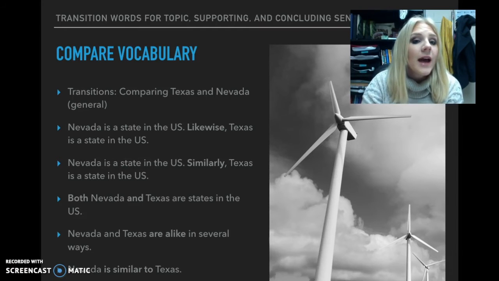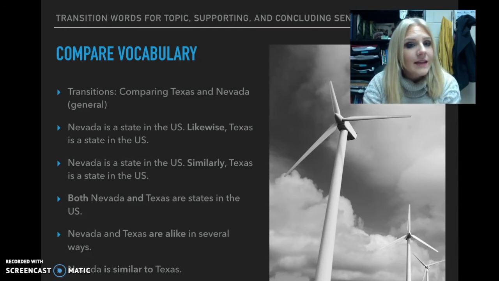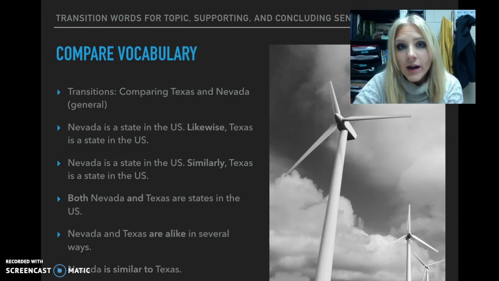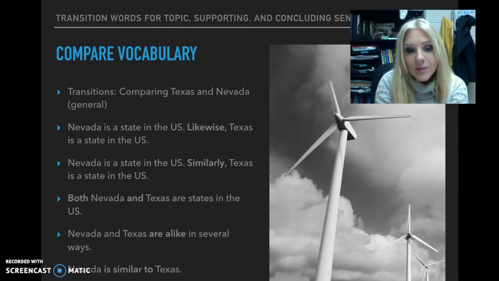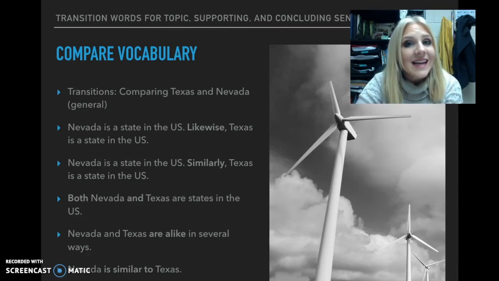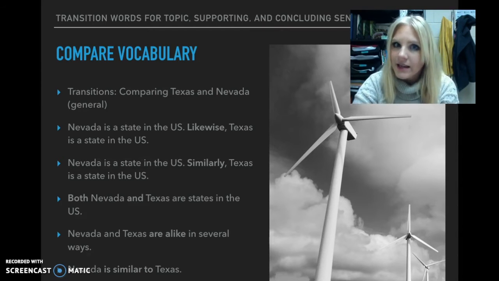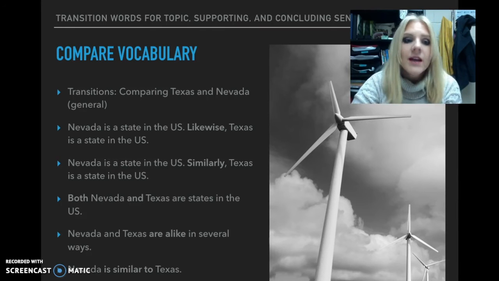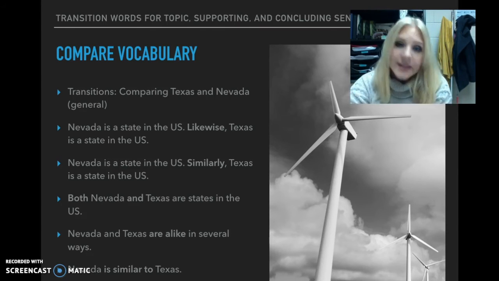Now we also have the phrase both and. So both Nevada and Texas are states in the U.S. We also have the phrase are alike. So we've got the be verb and alike, not just alike. So Nevada and Texas are alike in several ways, not Nevada and Texas alike in several ways. We need to have that be verb. We need to have that helping verb. And then the last one, the same thing, similar to. Nevada is similar to Texas.